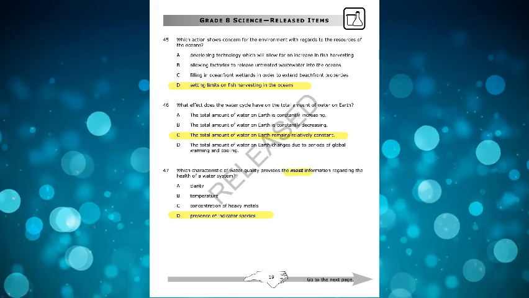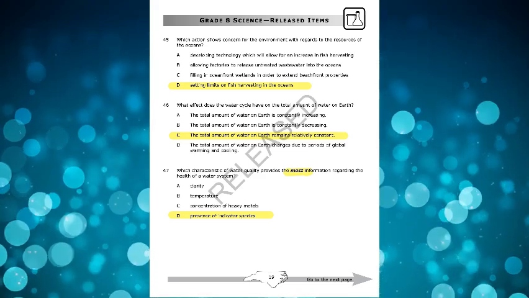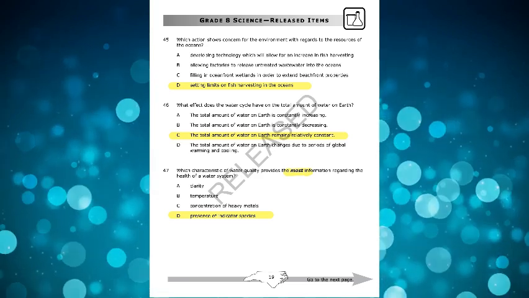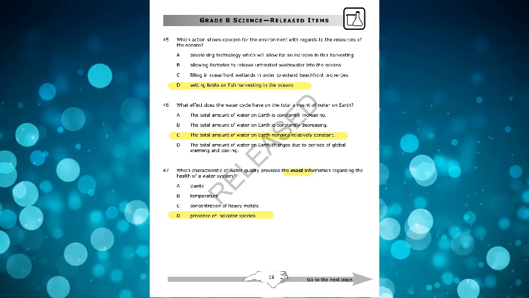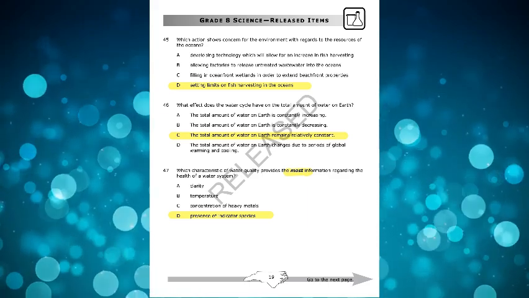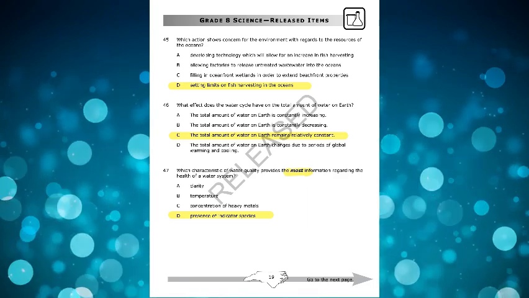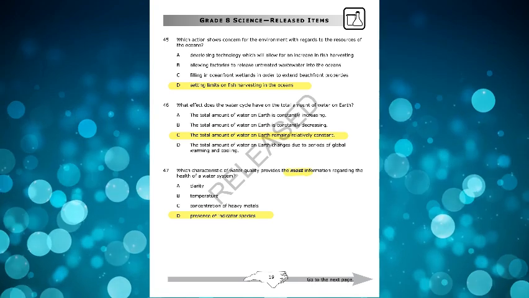Which effect does the water cycle have on the total amount of water on Earth? And again, this is consistent, it remains the same. We've talked about this numerous times. Which characteristic of water quality provides the most information regarding the health of a water system? And so, again, the animals and species and things like that that live there, that's going to give you the best indication of the water quality itself. So, what kind of wildlife and things like that that you find there?